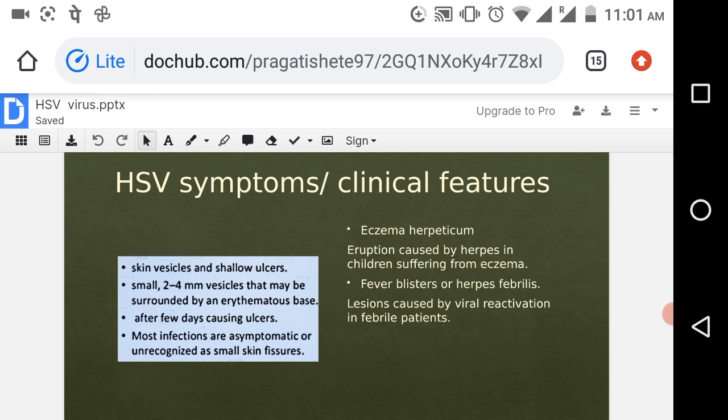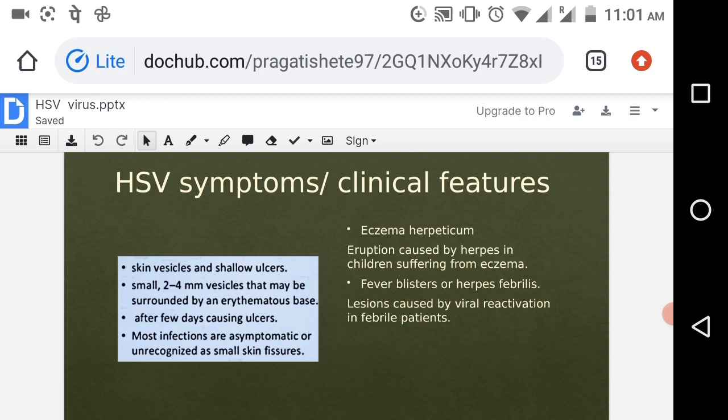So the HSV symptoms are skin vesicles, right, which is a very important and distinguishing symptom of this virus. It will produce skin vesicles and shallow ulcers at the site of the infection. At the genital area it will also cause vesicles or ulcers, which is very harmful and very contagious.